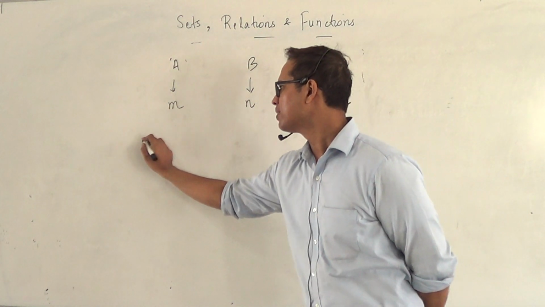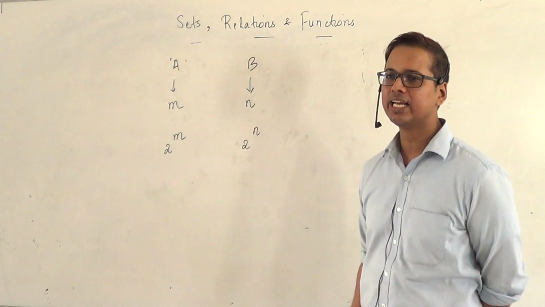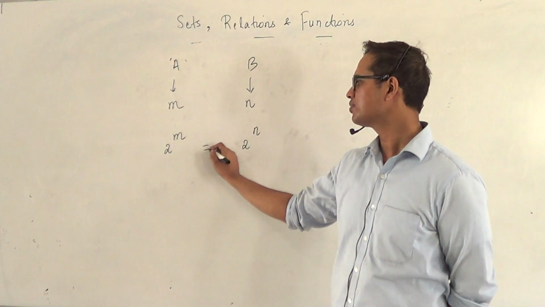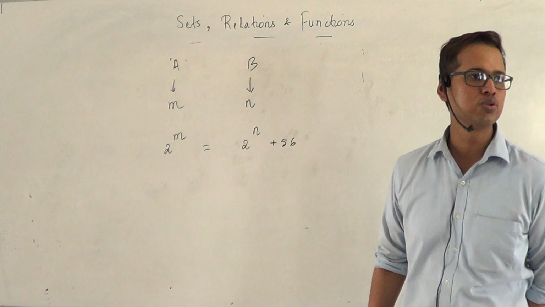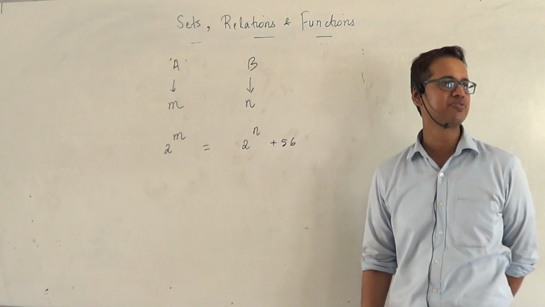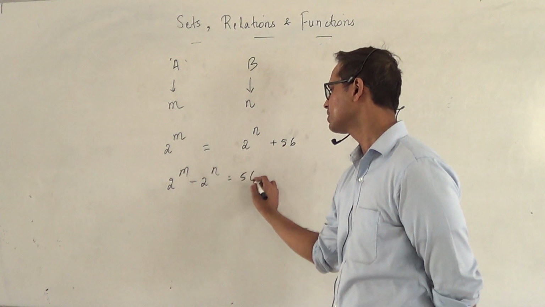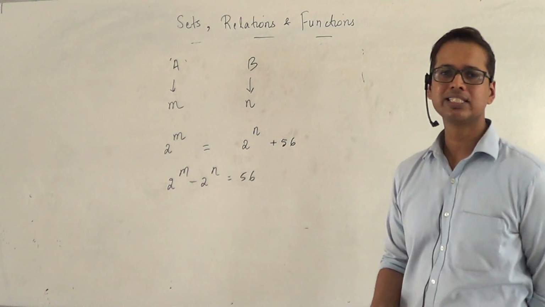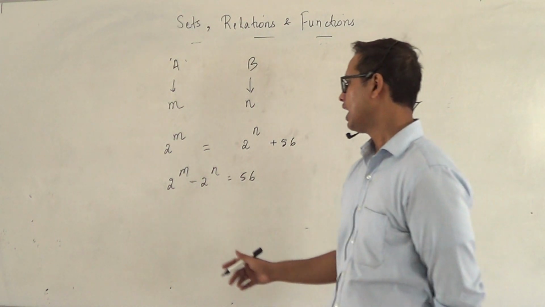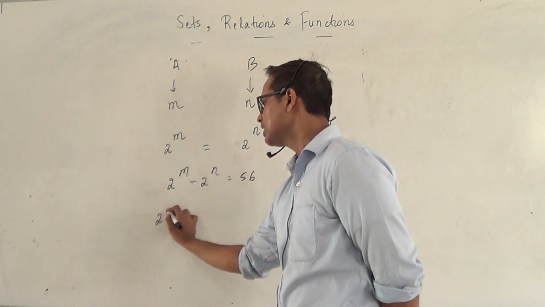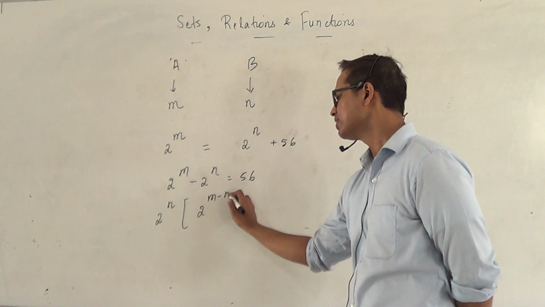The number of subsets of this set is 2 to the power m. The number of subsets of this is 2 to the power n. Now it is given that the number of subsets of A is 56 more than the number of subsets of B. So 2 to the power m is 2 to the power n plus 56. So 2 to the power m minus 2 to the power n is 56. You clearly know n and m are natural numbers because they are finite sets, and m is greater than n. So I can clearly take out 2 to the power n common.